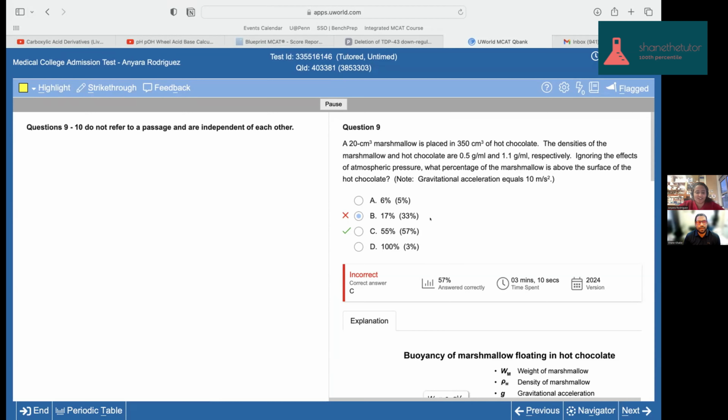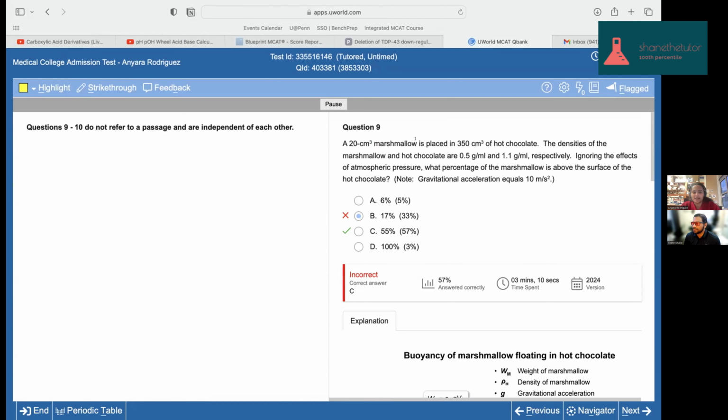So I just did this. I haven't really had much time. They are giving me the volume of the marshmallow. Do you remember what cubic centimeters were? Yeah, it's equal to a milliliter. Good. Do you remember how many liters are in a cubic meter? Yes, 1,000 liters. Good.